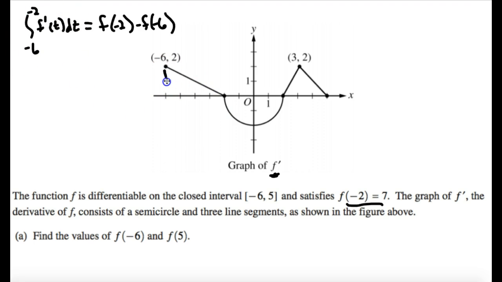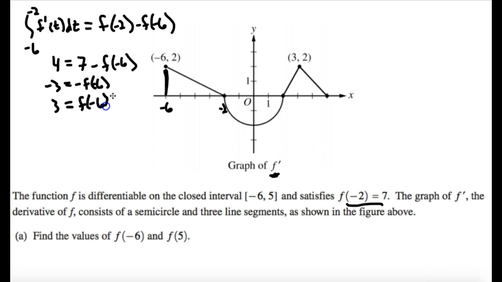So all that ends up being is this triangle, from -6 up to -2. So I've got a triangle with a base of 4 and a height of 2, so 1/2 times 2 times 4 would be 4. So this is just equal to 4. So we've got 4 equals f of -2, which is 7, minus f of -6. Subtract the 7 over, and then divide by -1, and we get that f of -6 is equal to 3.